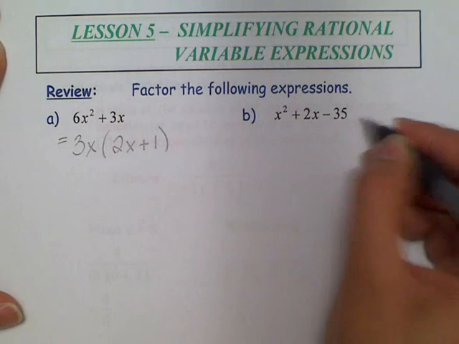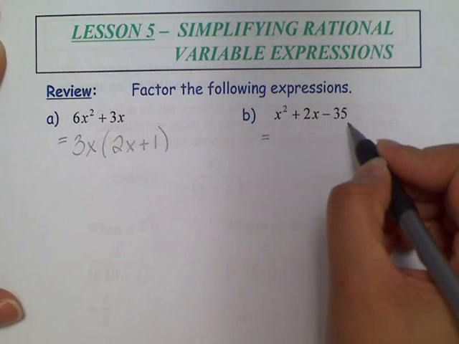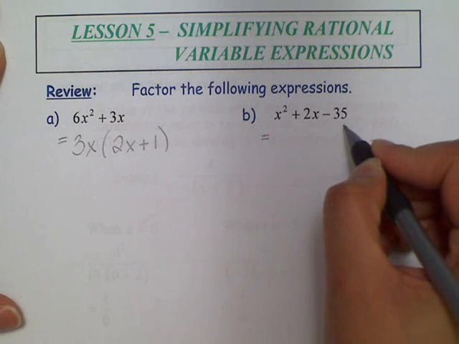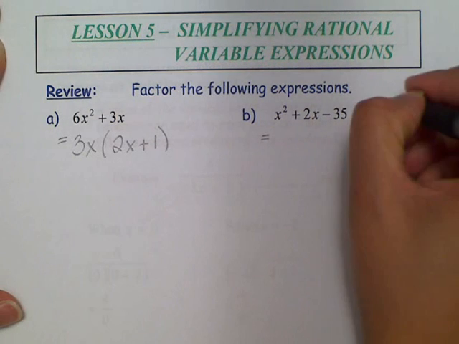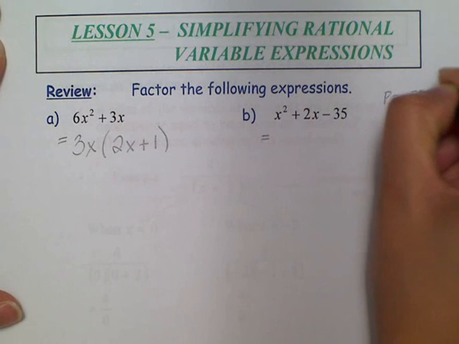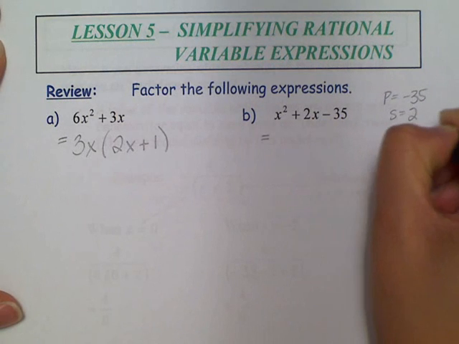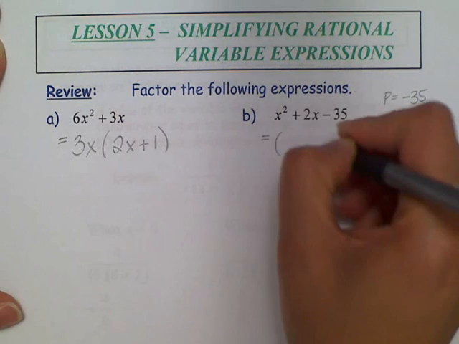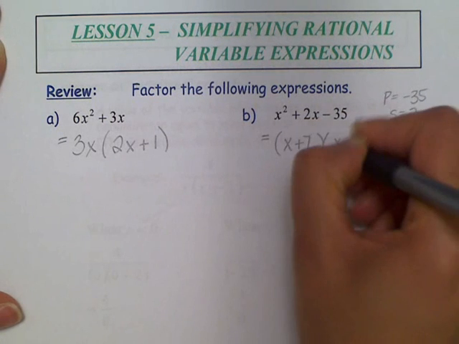Okay, second example. There is no common factor between the three terms. It's a trinomial. It's not a perfect square trinomial. It is a simple trinomial since the coefficient here is 1. So I need to find two numbers that multiply to negative 35 and add to 2. Those two numbers would be 7 and negative 5. So when I factor this simple trinomial, I get x plus 7 and x minus 5.